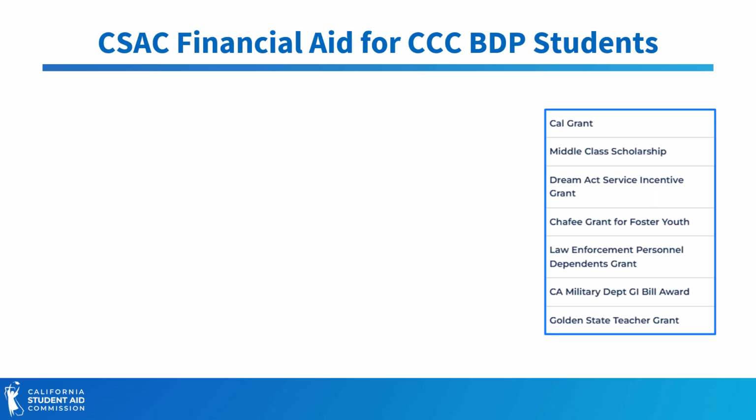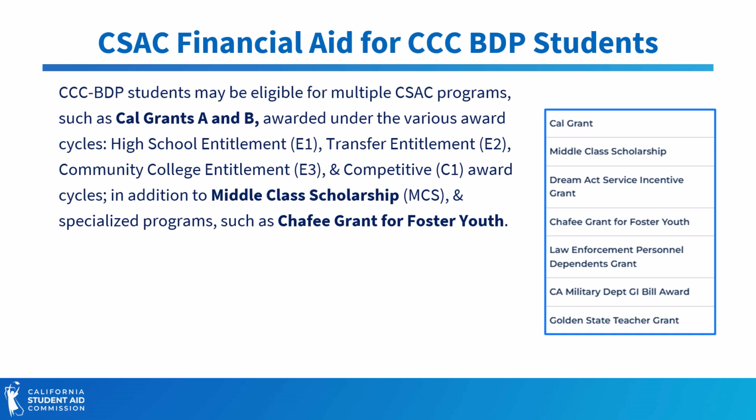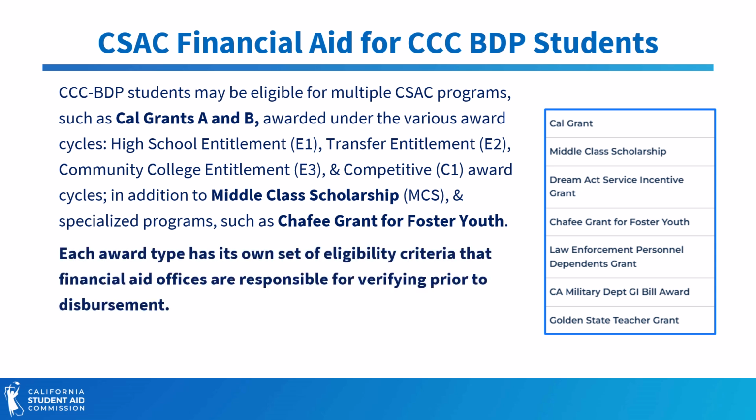As you prepare to administer middle class scholarship to your students, be aware that they may also be awarded other aid, such as the Cal Grant or the Chafee Grant for foster youth. So be sure to check all rosters for students who could be awarded other aid beyond middle class scholarship, just to ensure that students are receiving all the state financial aid for which they're eligible. Know that each award program or type has its own set of eligibility criteria that financial aid offices are responsible for verifying prior to disbursement.